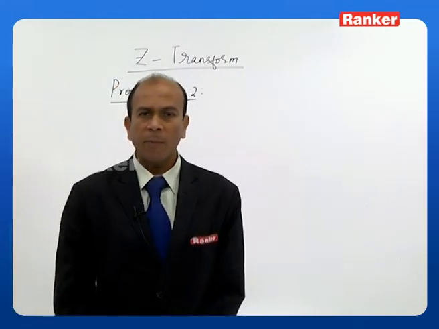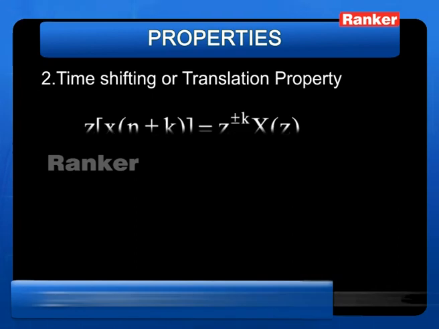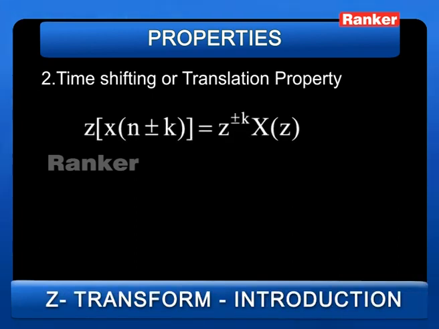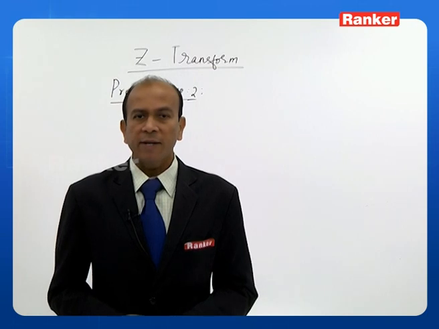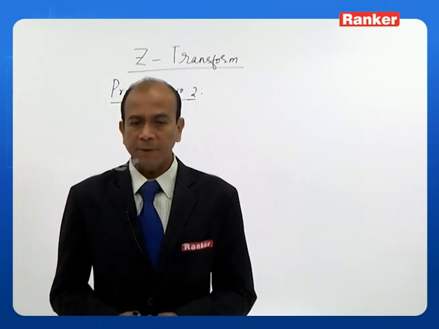Let us see property number 2. It is also called time shifting or translation property. Now, what does this time shifting or translation property say? Z of x of n shifted by plus or minus k will be equal to z to the power of plus or minus k times x of z. This is the time shifting or translation property.